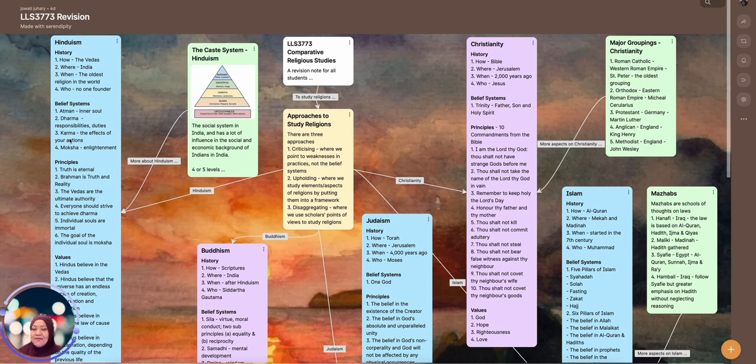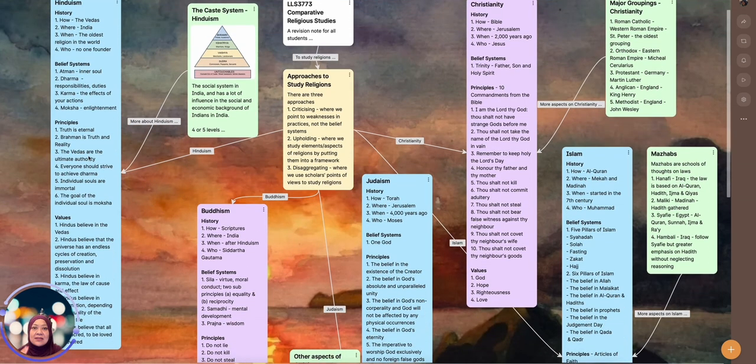So this is the effects of your actions, basically the law of cause and effect. And last but not least, moksha. So this is the last stage. This is enlightenment. So all Hindus will try to achieve moksha. So belief systems here. And then we look at the principles.